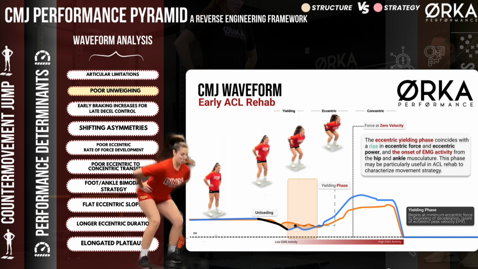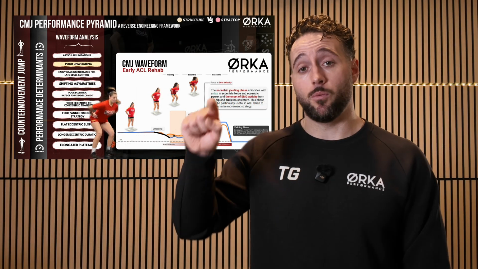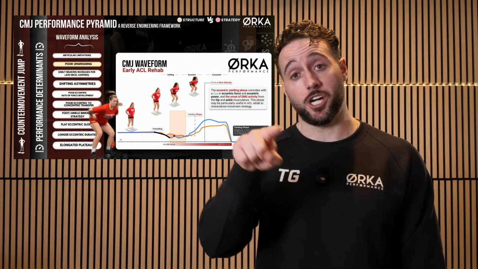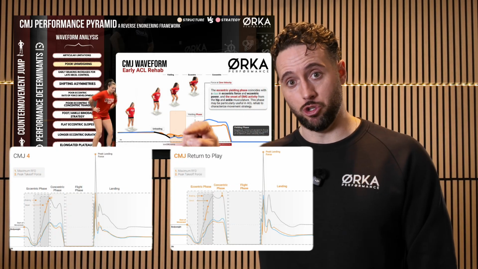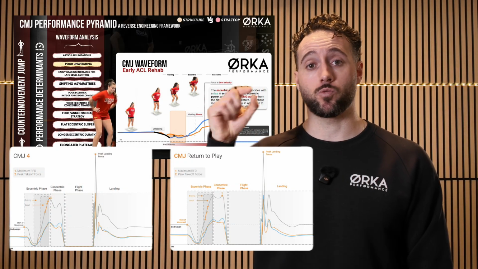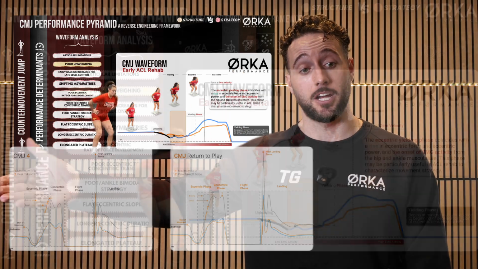Okay, so poor unweighting is what we'll see a lot early on in the ACL process. And we'll just see a limb. You can see in orange here for Avery with her right knee, where we're just lacking that nice U shape that typically occurs when we test them at mid and end stages.